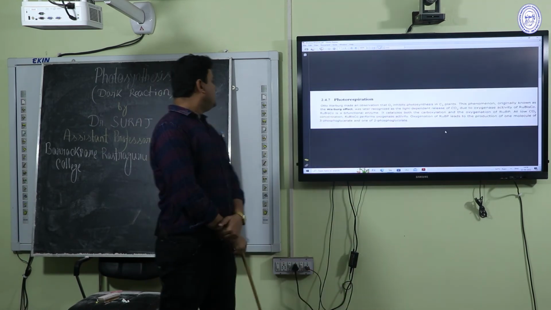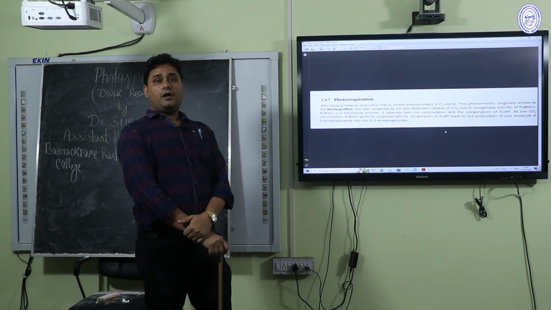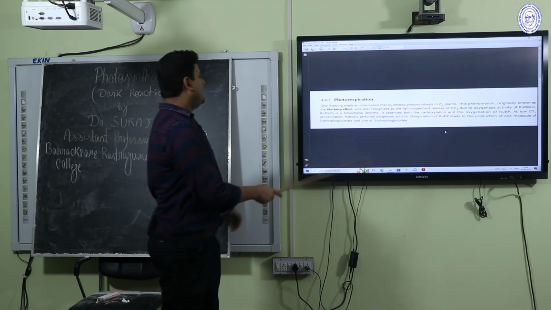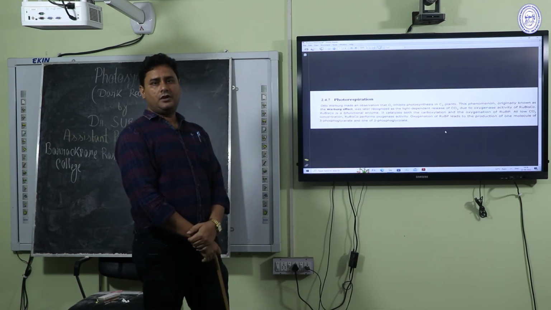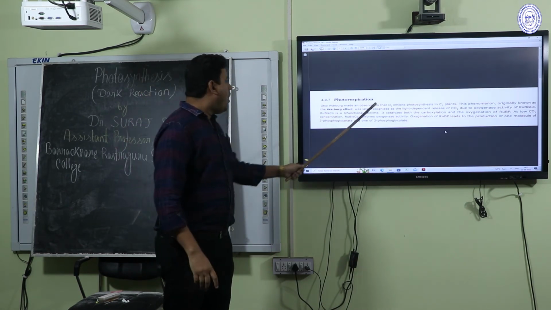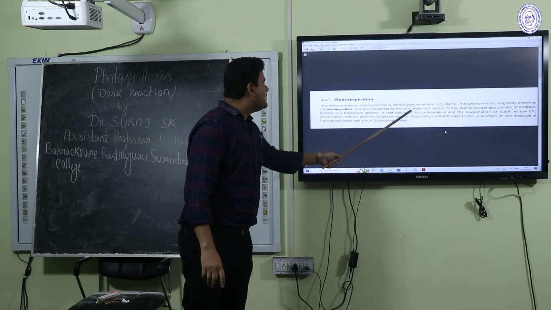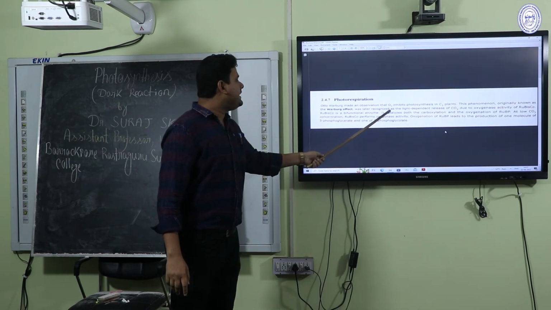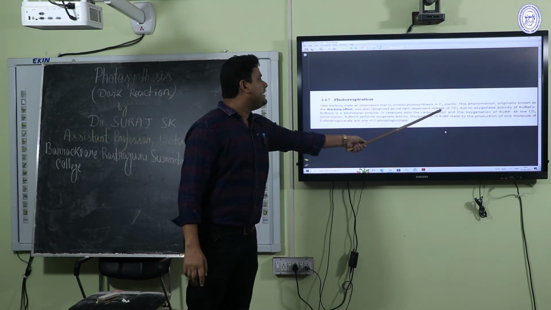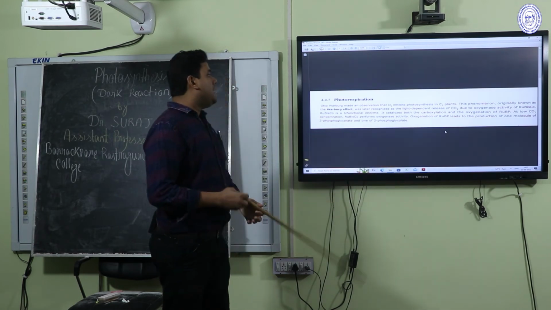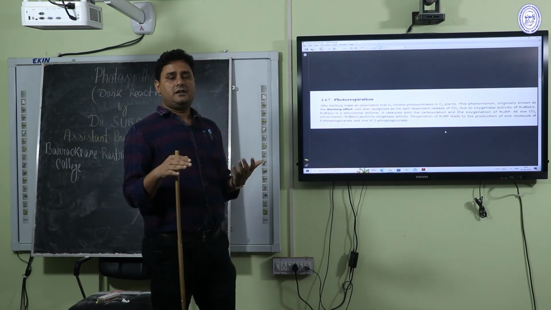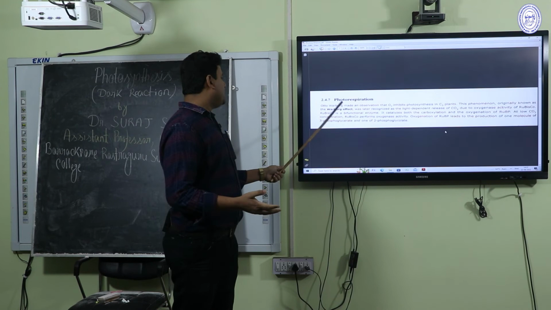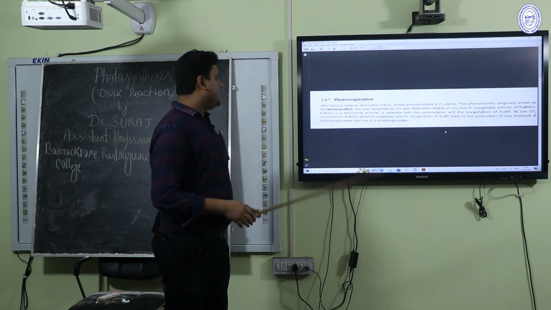So, photorespiration. Actually, Otto Warburg observed that oxygen inhibits photosynthesis in C3 plants. Oxygen inhibits photosynthesis in C3 plants. This phenomenon was primarily known as the Warburg effect. So you can say photorespiration is also a Warburg effect.